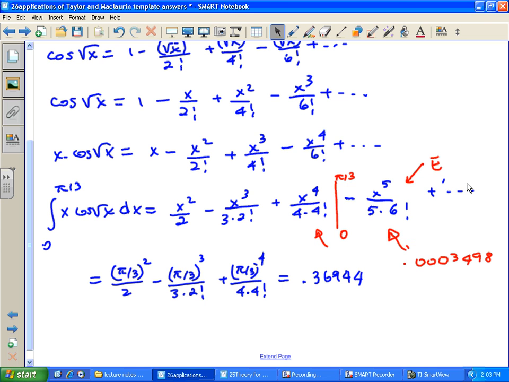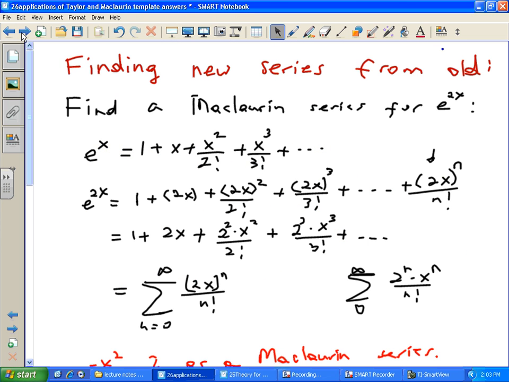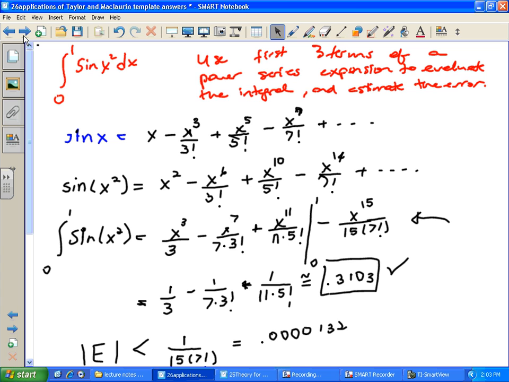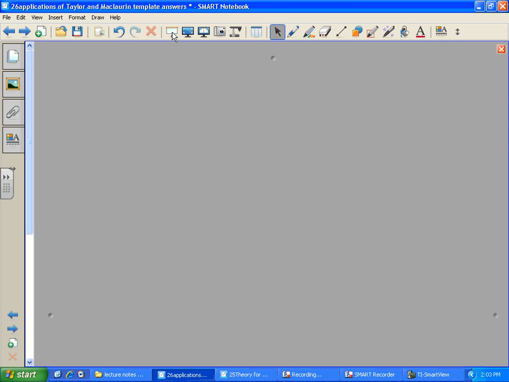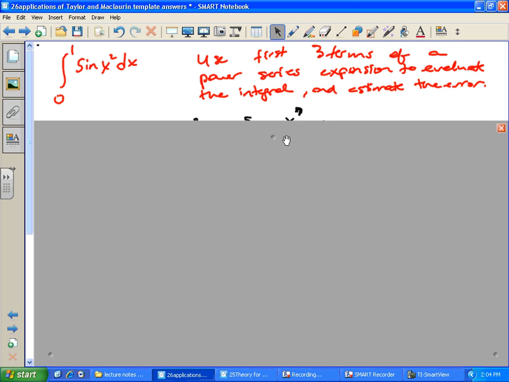Okay, so I'm going to give you a homework question. It's going to be this one, and we'll talk about the answer next class. Actually, I'll give you two questions. Integrate sine of x squared from 0 to 1. And I made it a little bit easier for you this time. I said use the first 3 terms. So it's given ahead of time how many terms you need to use, but then estimate the error.